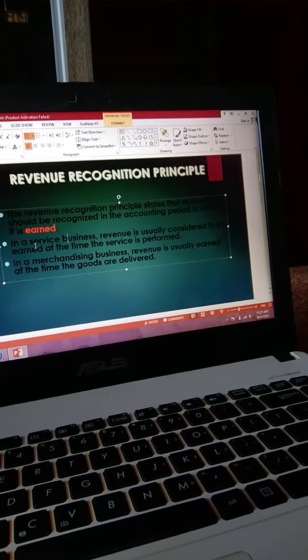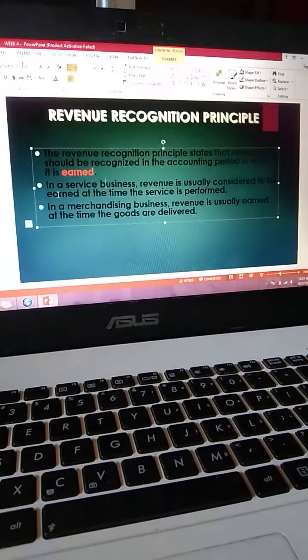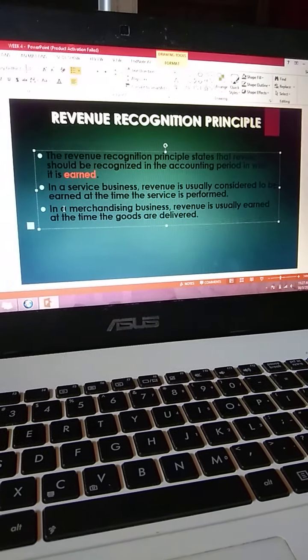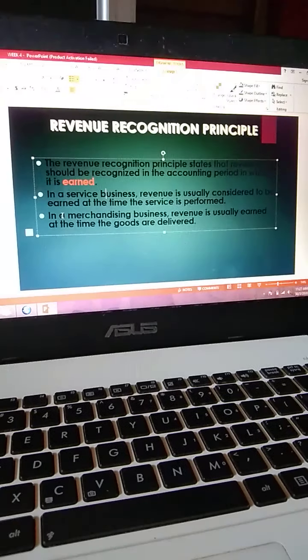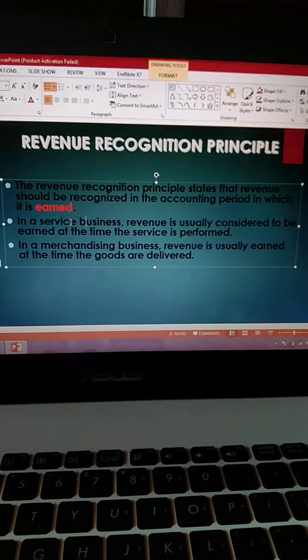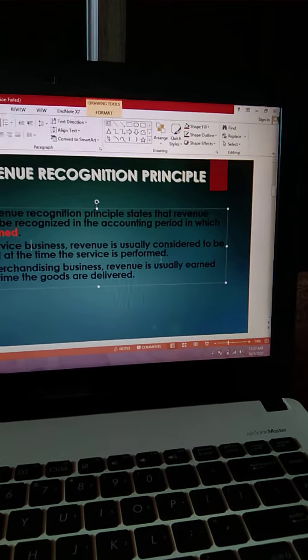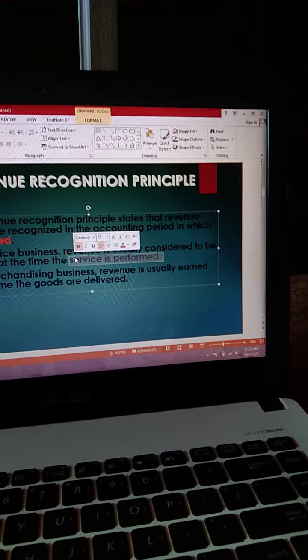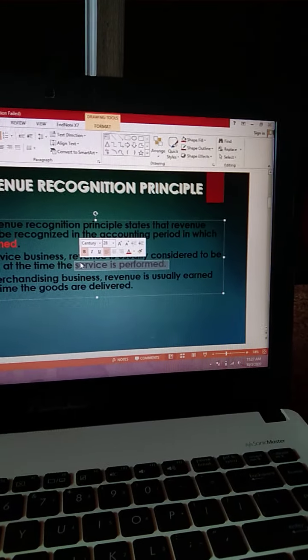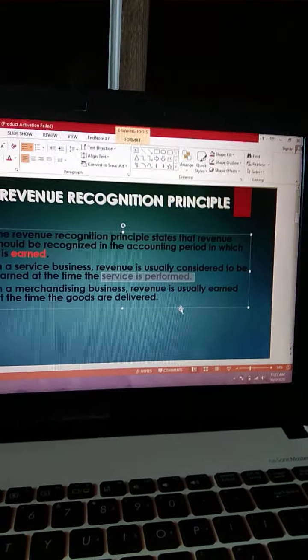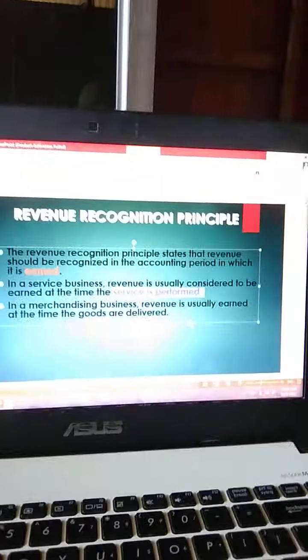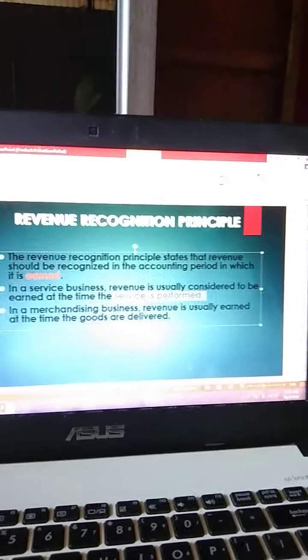Okay, in a service. So now for these last two, point 2 and point 3, it is about either what product or what service you conduct. Either it is a product or it is a service. If it is a service, then revenue is usually considered to be earned at the time the service is performed. Okay, when you have already given or provided the services to your customer, then you can say you have already generated the revenue. So this is about the revenue recognition principle.